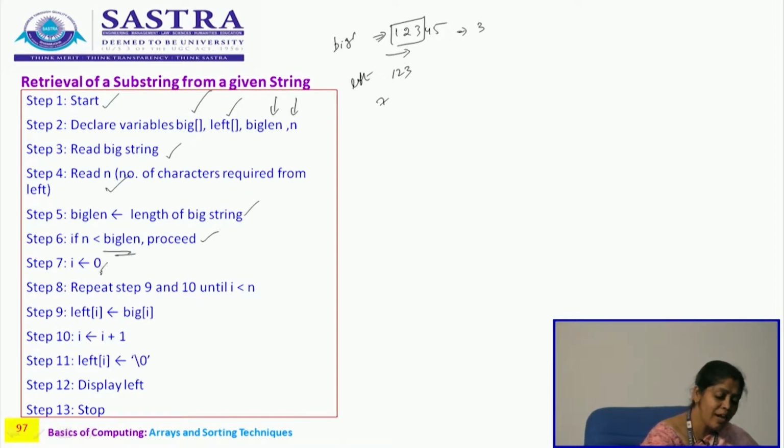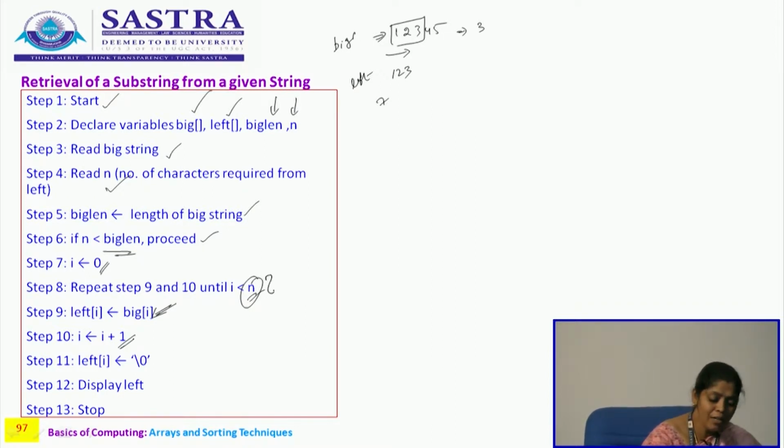You initialize your i value as 0, that means you are pointing to the first position, and then you repeat steps 9 to 10 until i is less than n, that is the number of characters. Until then you proceed with this step, that is big of i, initially 0, so the first character is stored in left of i, the first character stored in the new string left. Then you increment the i value, then check whether you have retrieved all the characters expected by the user, that is up to n characters. If not, once again you store the character from big to left.